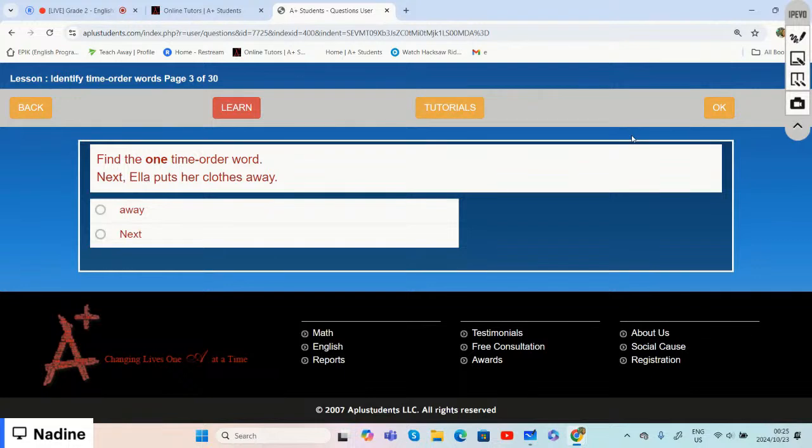Next, Ella puts her clothes away. Is it away, option one, or next, option two? Which one is correct? Away, option one, or next, option two? Yes, yesterday was correct.